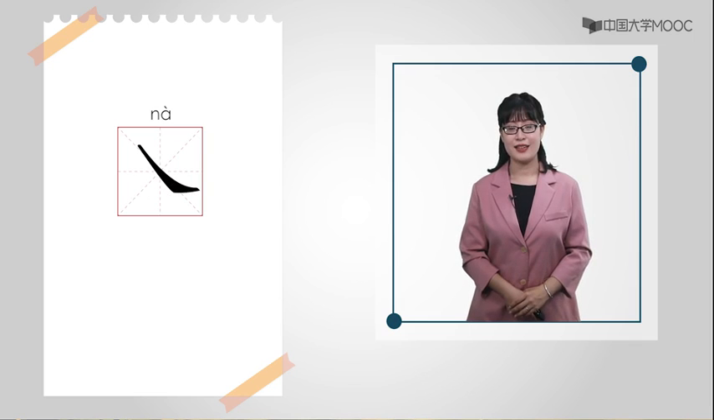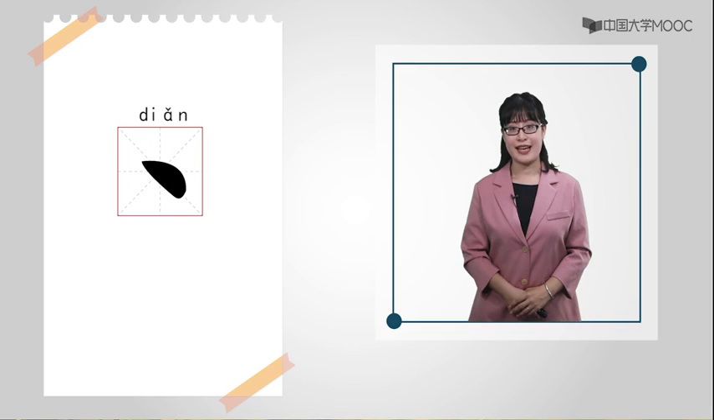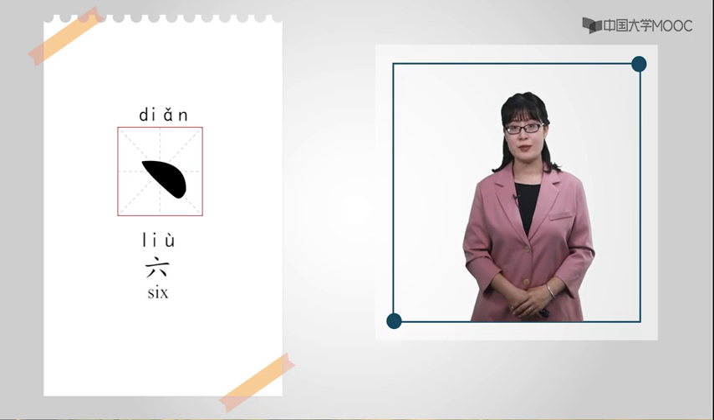捺. The stroke 捺 writes from top left to bottom right and should be a little bit long. Like the second stroke of 8, which means 8. 点. The stroke 点 writes from top left downward right or from top right downward left and should be a little bit short. Like the first and the fourth stroke of 6, which means 6.